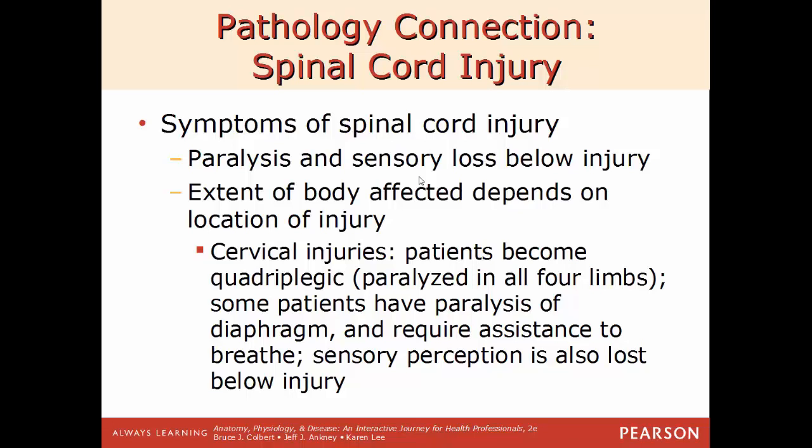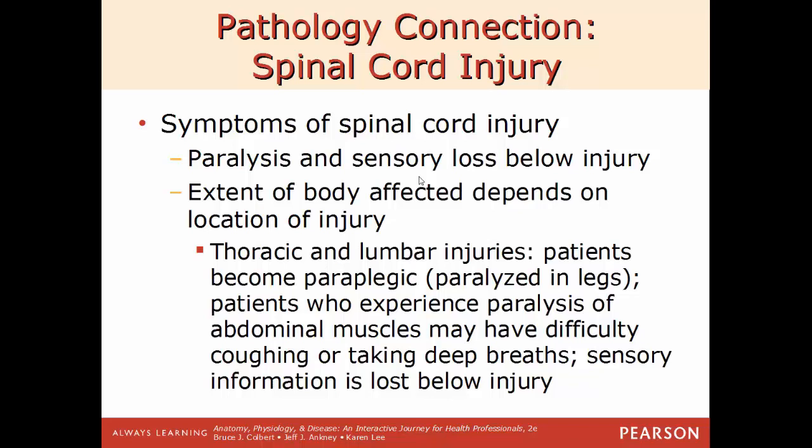Some patients will have paralysis of the diaphragm, so they'll need assistance in breathing. Sensory perception is also lost below the injury. So wherever the spinal cord is damaged, from that point down will be affected. For thoracic and lumbar injuries, patients may become paraplegic, or paralyzed in just the legs.